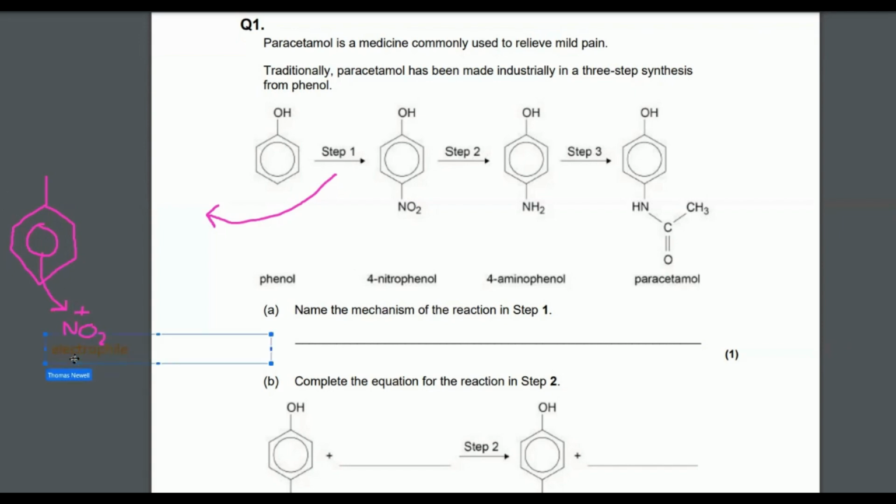What happens is the nitronium ion, which is a cation, it's got a positive charge. This is an electrophile because of its positive charge. It seeks out electron-rich areas, and the electron-rich area in a benzene ring is the delocalized ring. So a pair of electrons break out of the delocalized ring and go towards this cation here.